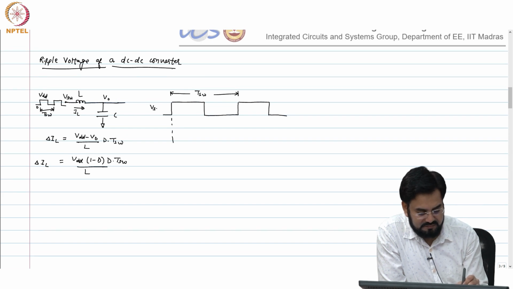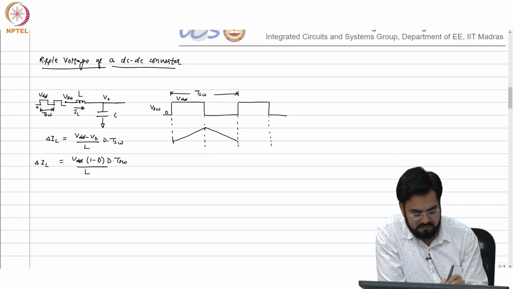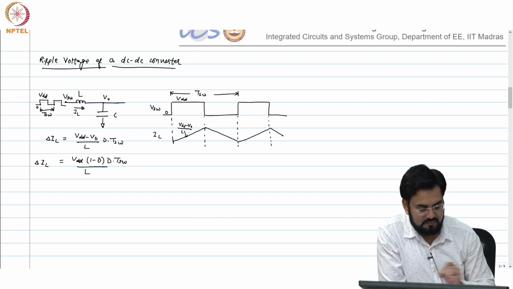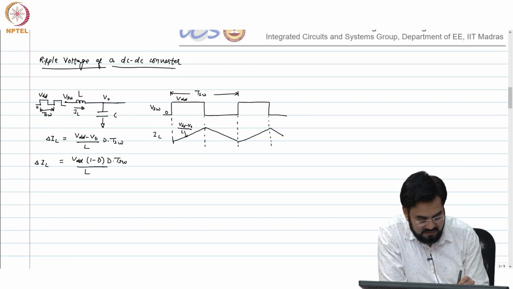So, this is your VSW going from 0 to VDD. And what is the slope of this? Okay, that is the slope.